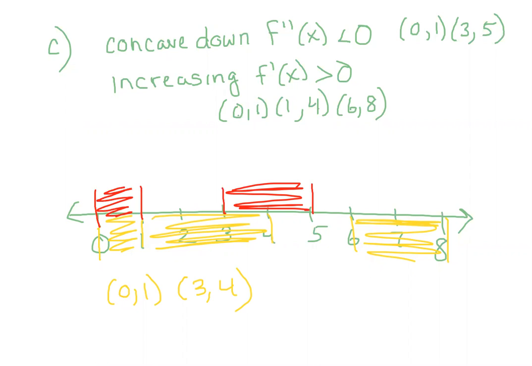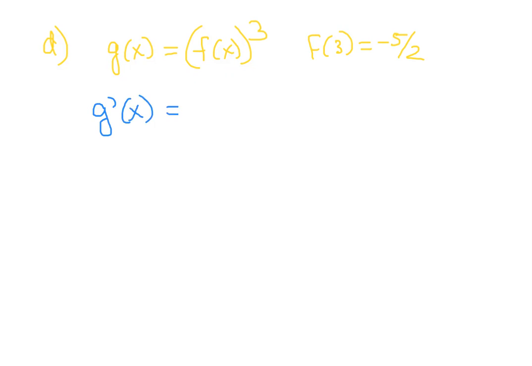And then the last part here, D, it says the function g is defined by this. G of x equals f of x cubed. If f of 3 equals -5/2, find the slope of the line tangent to the graph of g at x equals 3. So to find the slope, we'll just have to find the derivative. So we need to find the derivative of g, which is going to be 3 times f of x squared times the derivative of what's inside. Okay, that's the chain rule.